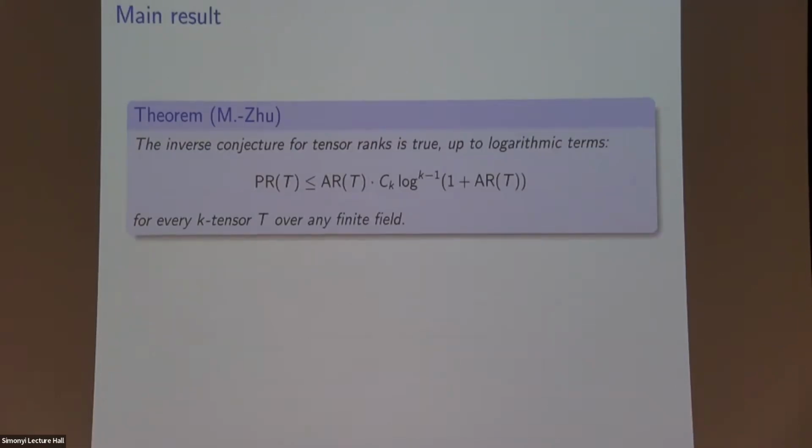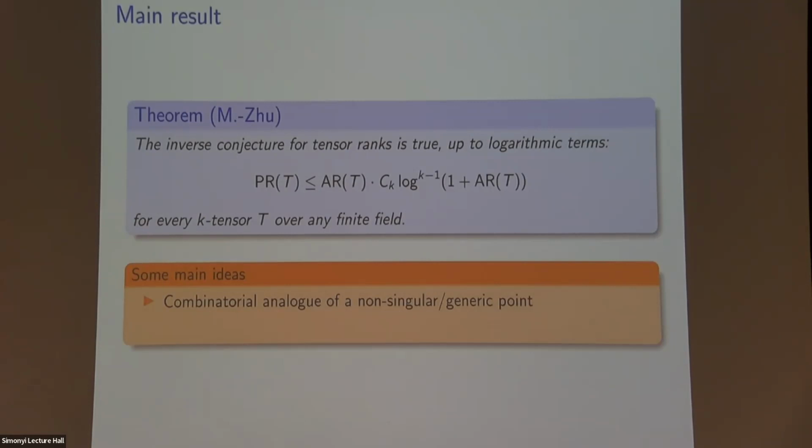So that brings me to a very recent work with Daniel and Joe, where we actually are able to do that. So we prove for any k tensor over any finite field, say the binary field, that the partition rank is bounded by the analytic rank times a polylogarithmic factor. Okay. So from now on, for the rest of the talk, let me give some taste of the proof.